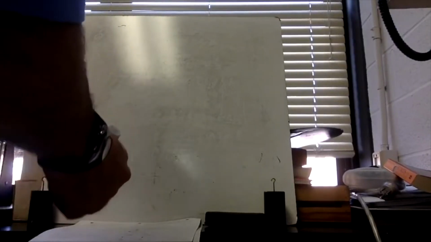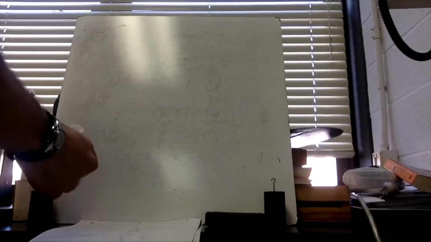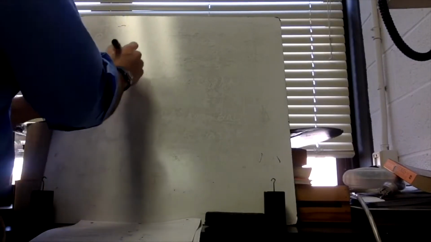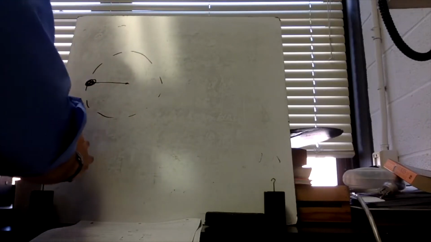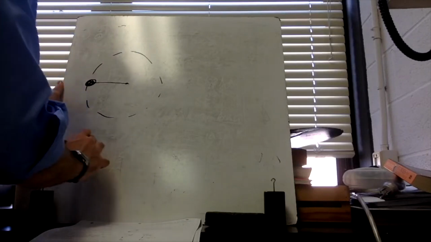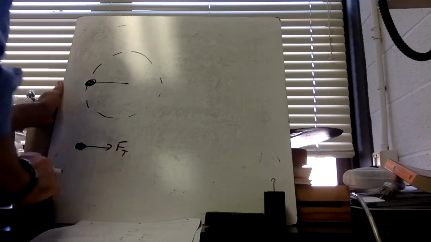So the string is on, we have some mass at the end of a string. And so here the tension force is the centripetal force. So in this case we've got this circle. Here it is. Here's the object with the string. So in this case, here's the free body diagram. It just looks like this, Ft.